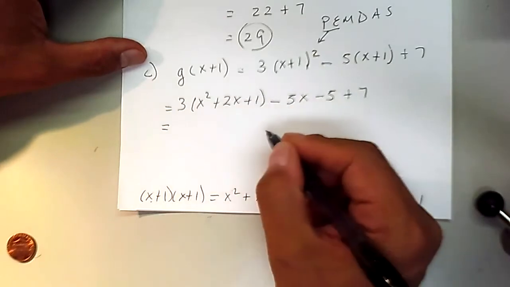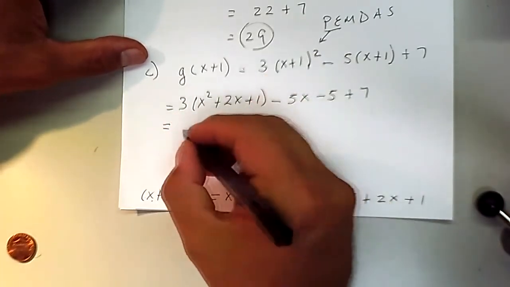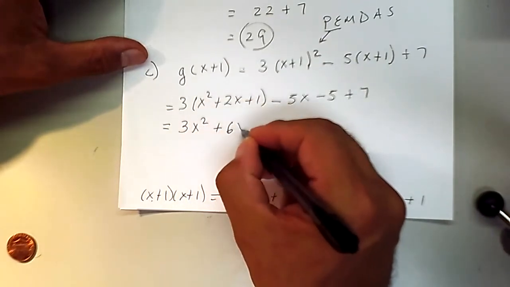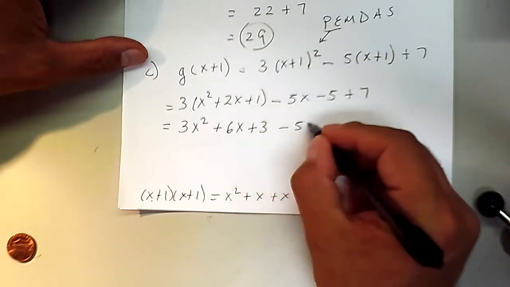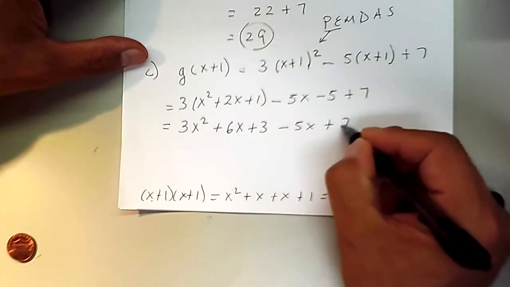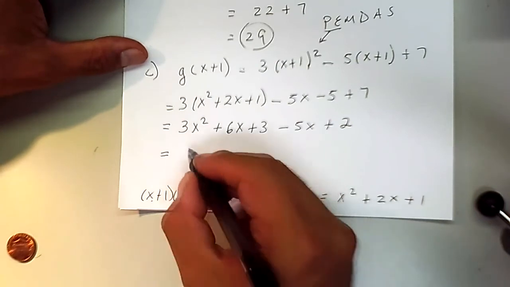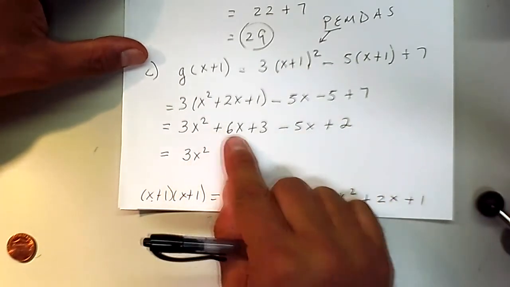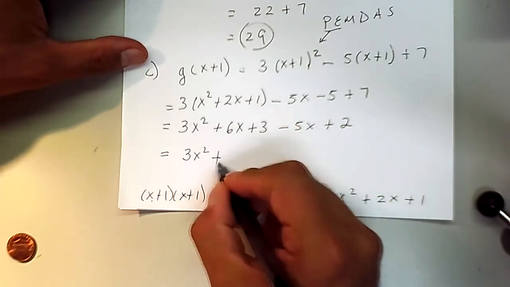So we're going to do a few things in one step. We're going to distribute the 3 very carefully. So we have 3x squared plus 6x plus 3 minus 5x. And remember, negative 5 plus 7, 2. And then we simplify this by combining like terms. So we have 3x squared, 6x minus 5x plus x.